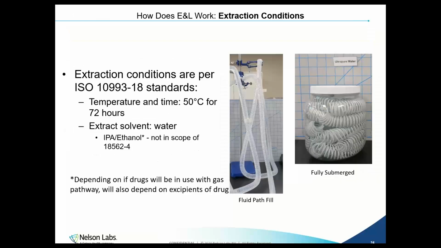So now, given a device that will generate condensate, E&L testing will be needed. To begin with, the devices must be extracted to generate that chemical profile. These extractions follow conditions as outlined in 10993-18. The devices can be extracted by full immersion, as seen on the far right, or the device could just be gas pathway filled and capped, as seen on the left. Each of these extractions is acceptable.